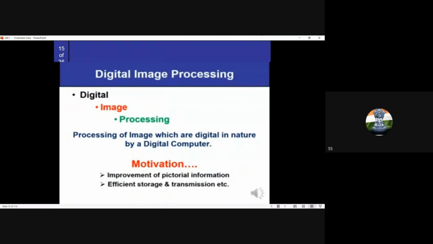Sir, what about those images if we draw them and then scan them into the system? When you scan, there is some software you may use to scan and process it. So will that be called a digital image, sir? Yes, you can tell. Not only drawn, whenever you can represent it in a digital computer, it is called a digital image.